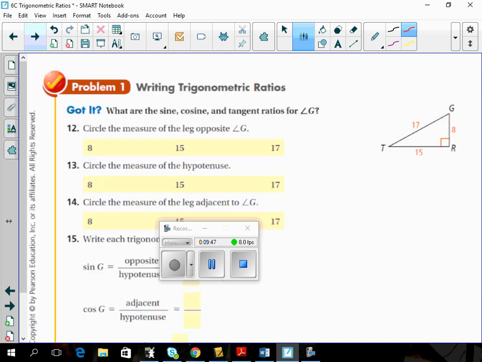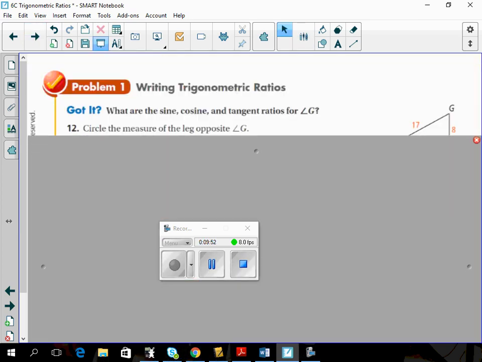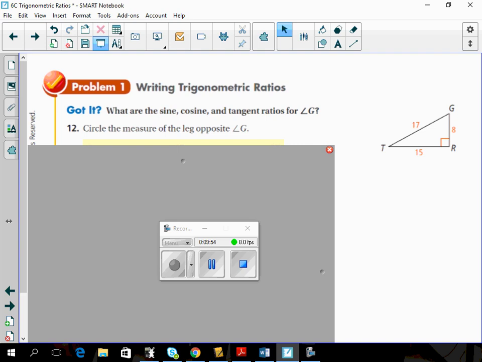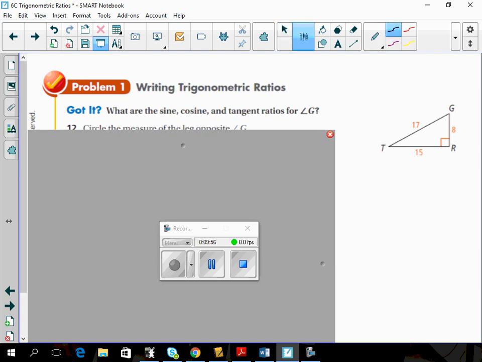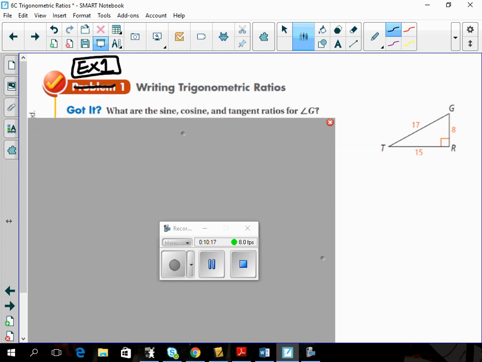So let's try one, okay? There we go. So draw this as example 1. You want to draw this into your notes. So you have SOHCAHTOA written down. Let's go ahead and do example 1 here. Okay? This time you have numbers associated with it. Okay so far?